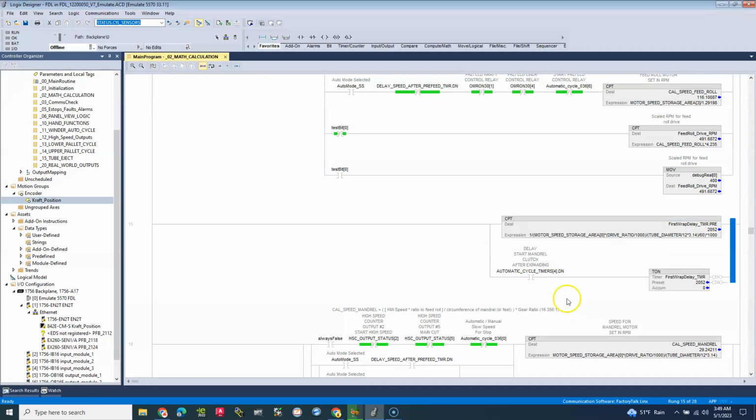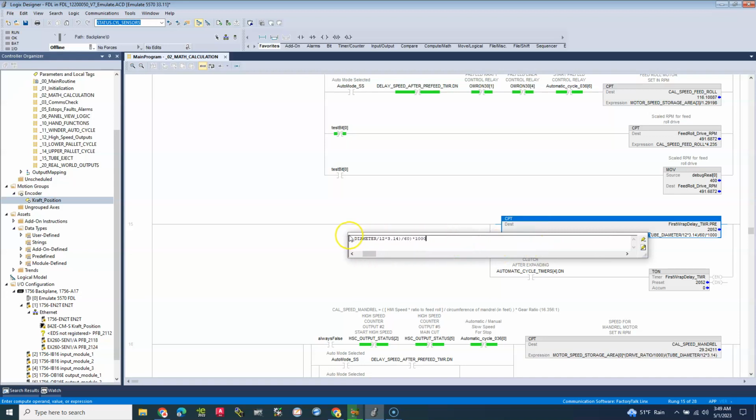mathematical equation. So what I've done is I've just double clicked on it, and the expression is actually typed in. If you've never done this with a compute, this is typed in, and you can put together any kind of equation, any kind of expression here, and it will do the math for you. And once the math is done, the solution for this equation gets put right here in the destination.